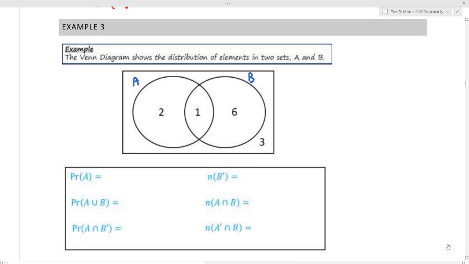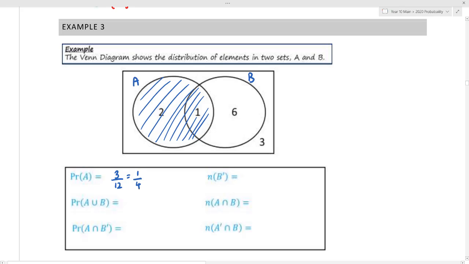Okay, so just quickly, I'm going to go through these things here. The elements we're looking at, A and B. These are cardinal numbers. Okay, so the probability of A, we're looking for everything inside of here. This also is A. It's also B as well, the 1. So the probability of A is 3 out of 12, which of course we know is 1/4.